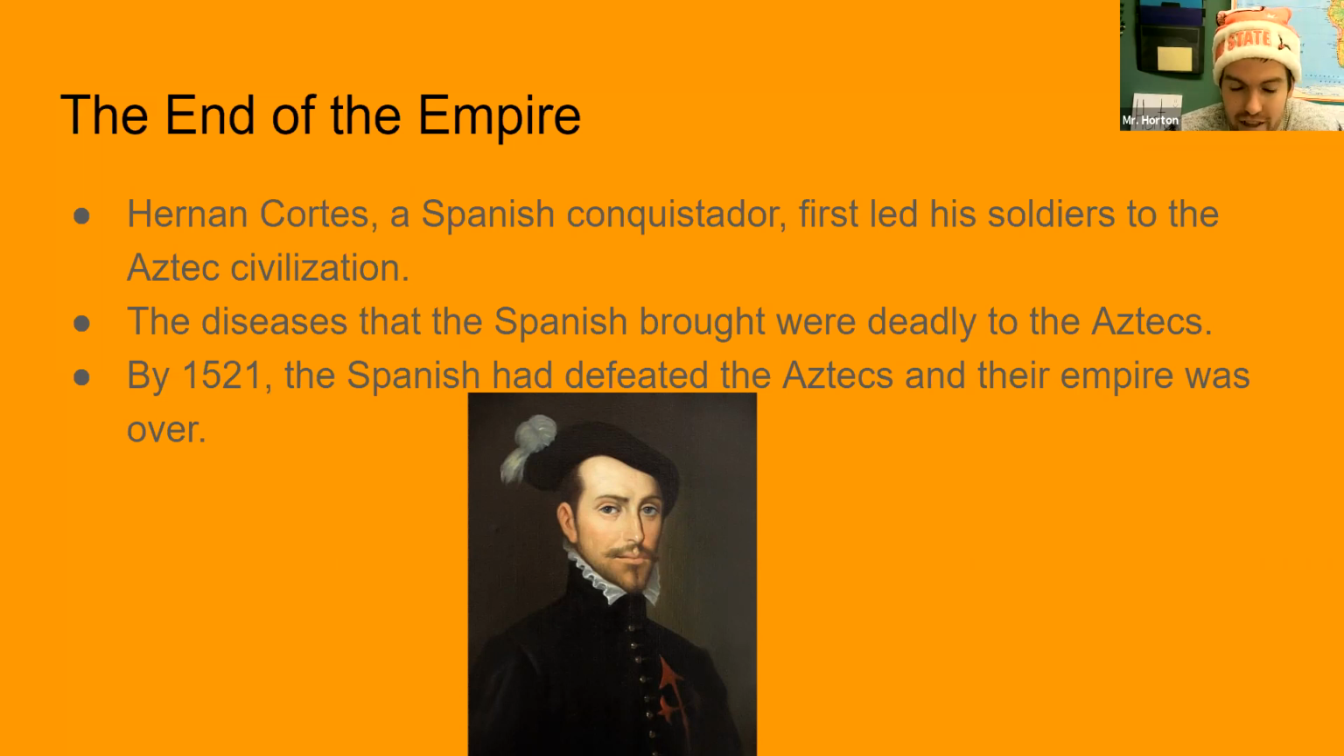This metal armor that they would wear would protect them from the spears and bows and arrows used by the Aztecs. So the Spanish had a very advanced and far more superior weapon system than the Aztecs.